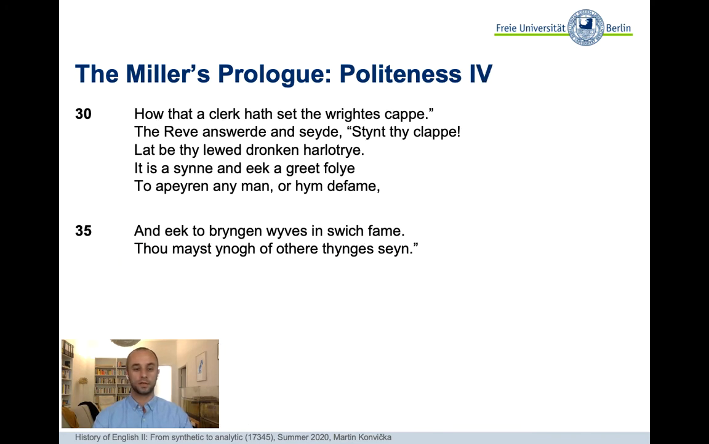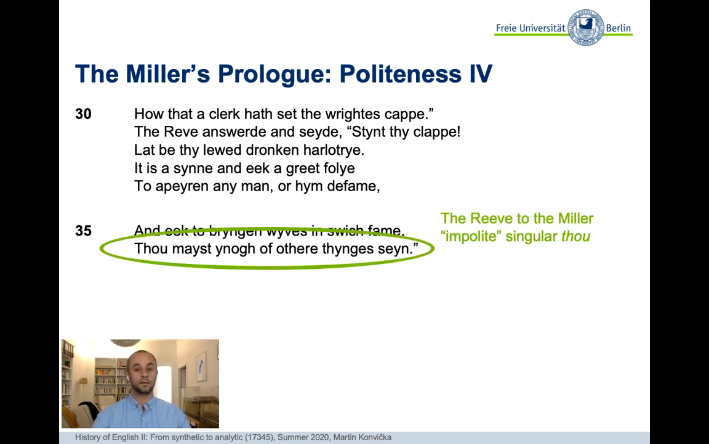Right, and now if we turn to the very last line, we have here the reeve, another figure from the Canterbury Tales, addressing the miller, and again he uses the impolite singular thou, right? "Thou mayst enough of other things sein." So you may here see that again, if the reeve has no respect for the miller, he uses the impolite singular pronoun.